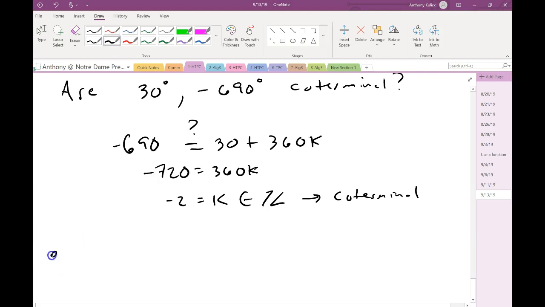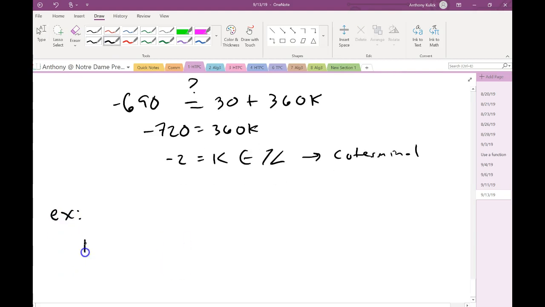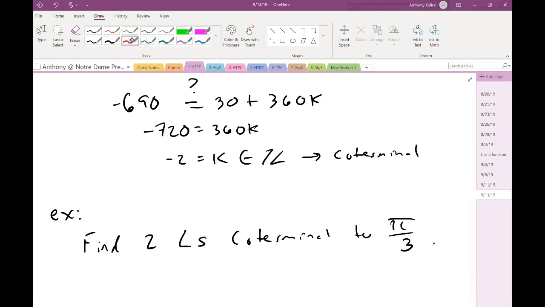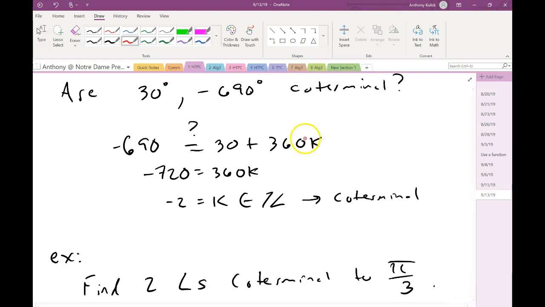What about if I ask you instead to find two angles coterminal to pi over 3? How does what we've done above change if we're talking about radians rather than degrees? Exactly right. So instead of talking about 360, adding or subtracting, we're talking about 2 pi's.